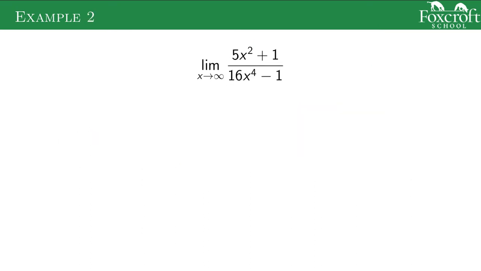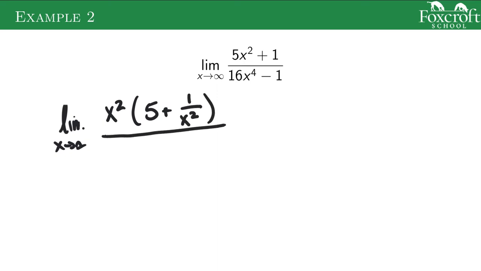All right, in this example, I want to factor out the biggest power of x I can. So on the top, the biggest power of x is x squared. It's going to be 5. And again, the 1 doesn't have an x, so it's going to be 1 over x squared because I'm factoring out something that's not there. On the bottom, the biggest power of x is x to the 4th. I can factor it out from the first term and the second term. It's going to be 1 over x to the 4th.